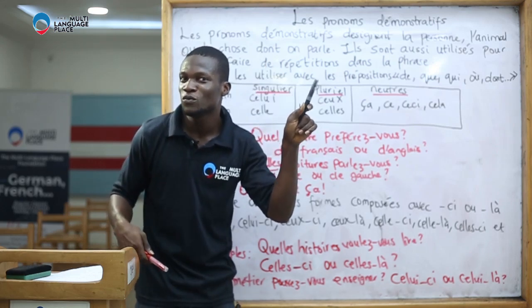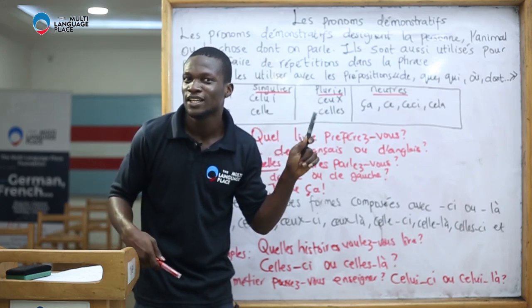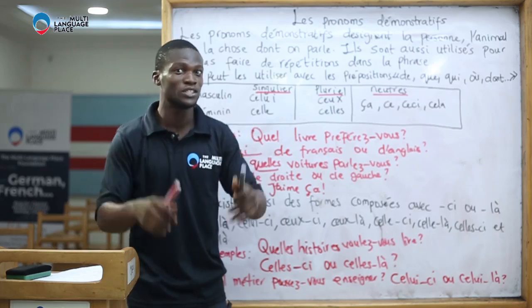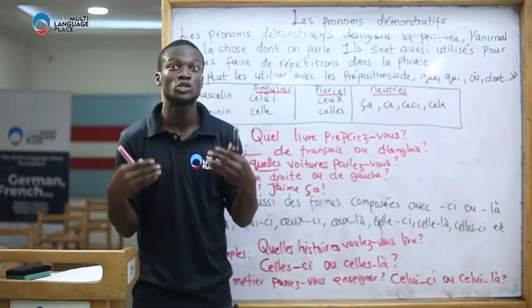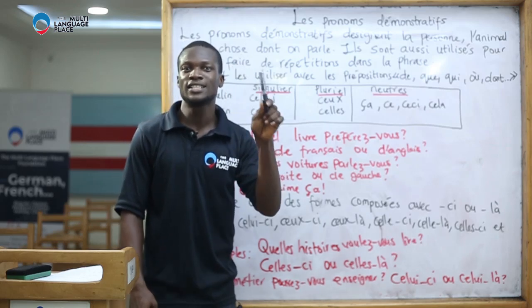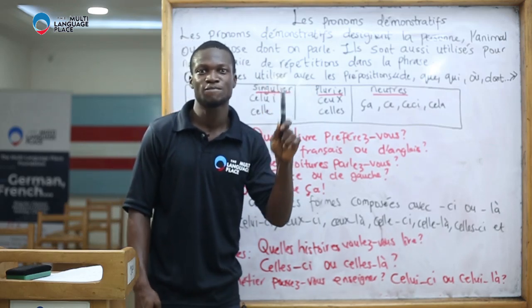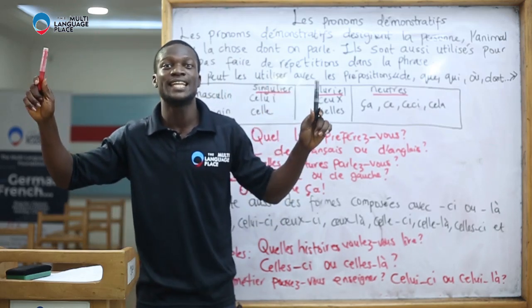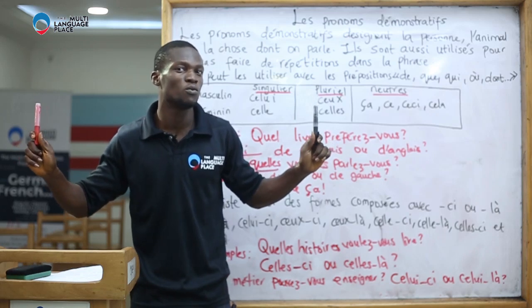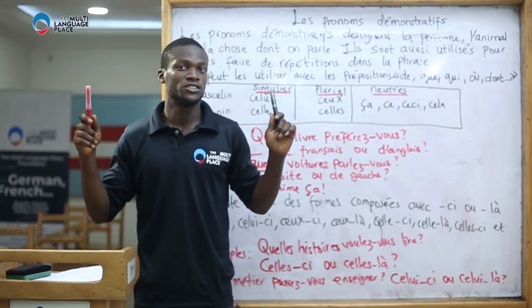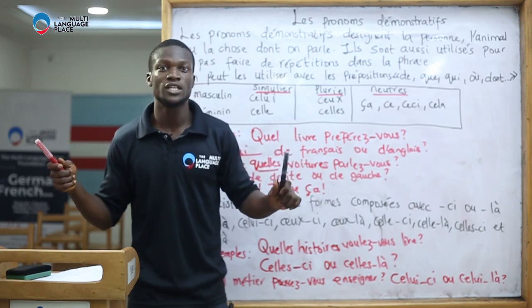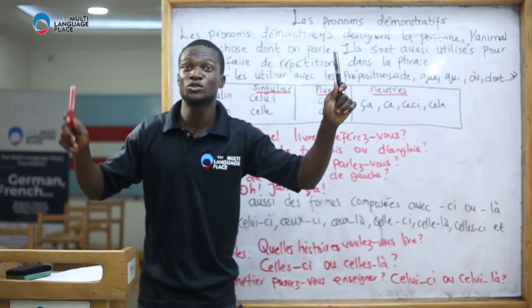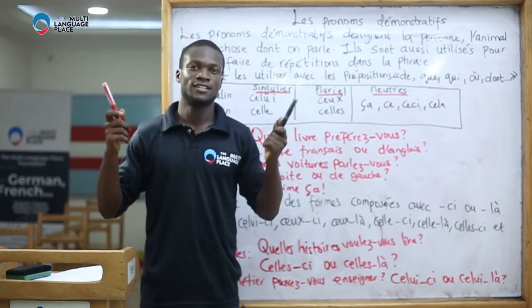Celle or celui? Which of them are you going to use? If you're using stylo, let's go with stylo. Quel stylo préférez-vous? Ou bien voulez-vous? Which one do you prefer? Is it celui-ci or celle-ci? Or celui-là or celle-là? If you go with stylo, what would the answer be? Stylo is masculine. Le stylo. So you say celui-ci ou celui-là.